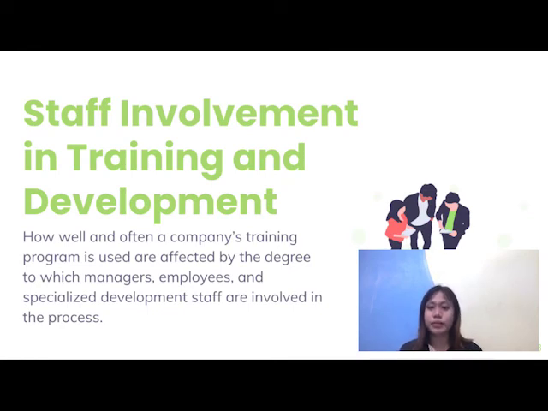Staff involvement in training and development. How often and how well a company's training program is used are affected by the degree to which managers, employees, and specialized development staff are involved in the process.